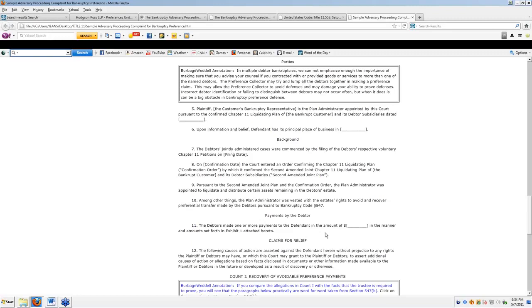Inclusio unius exclusio alterius. That's a rule of statutory construction. If an instrument is included in the definition of a security, it's excluded from the definition of a note. And conversely, if it's included in the definition of a note, it's excluded from the definition of a security. In other words, it can't be both a note and a security. It's got to be one or the other.